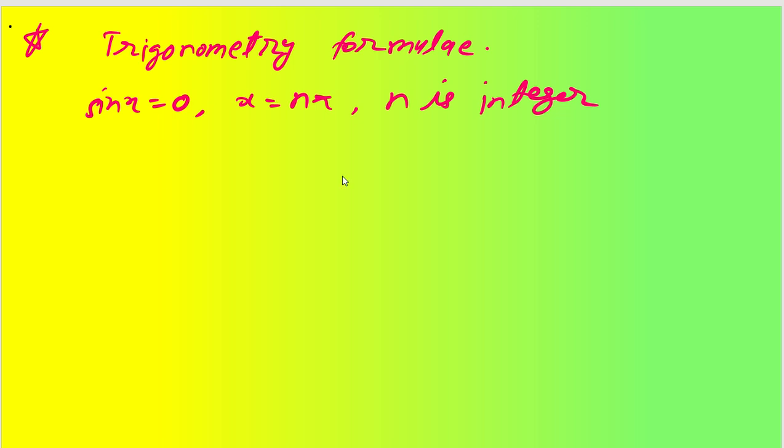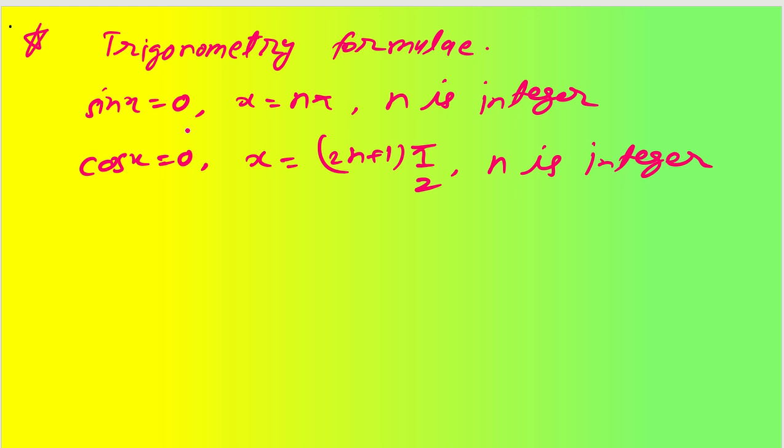As you know, in trigonometric formulas, if sin x is 0, then definitely x will be n pi, where n is an integer, like sin pi, sin 2 pi, sin 3 pi, sin 4 pi, all will be 0. If cos x is 0, it means x will be an odd multiple of pi by 2, that is 2n plus 1 times pi by 2, where again n is an integer.